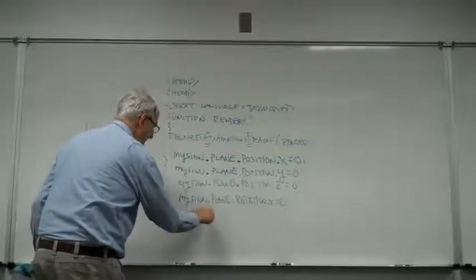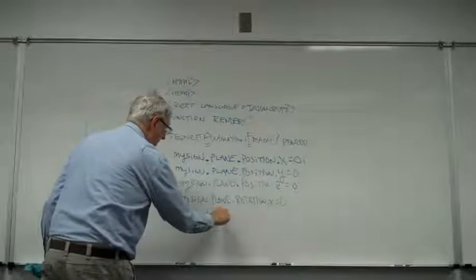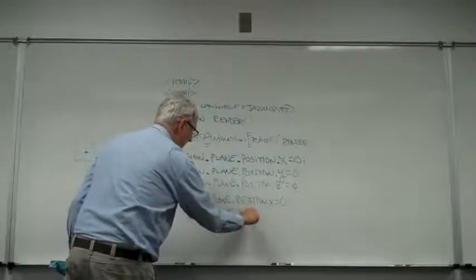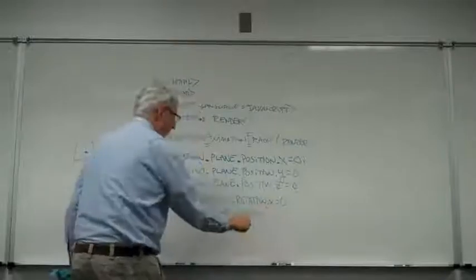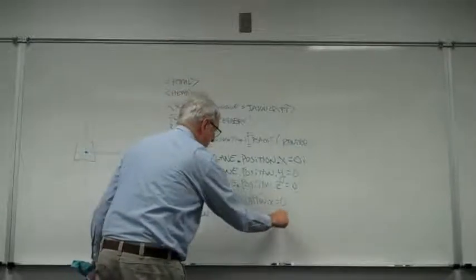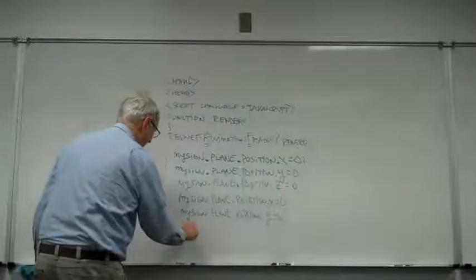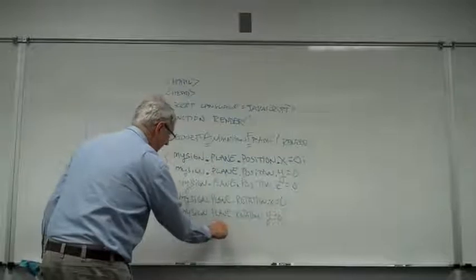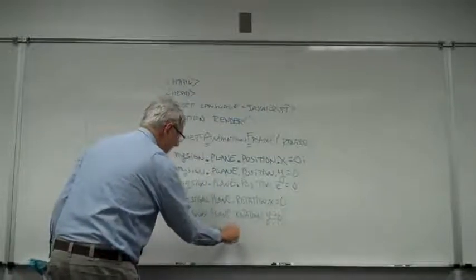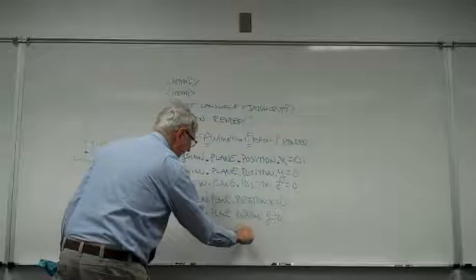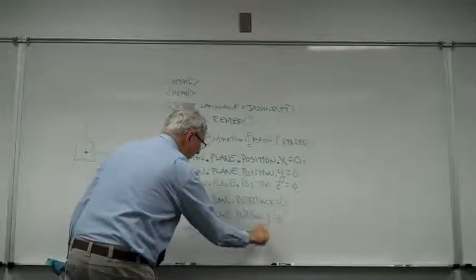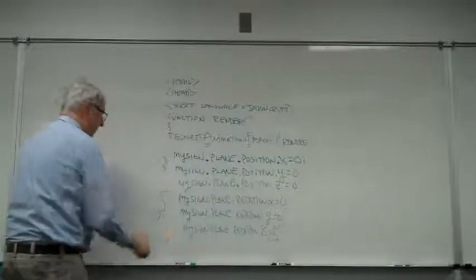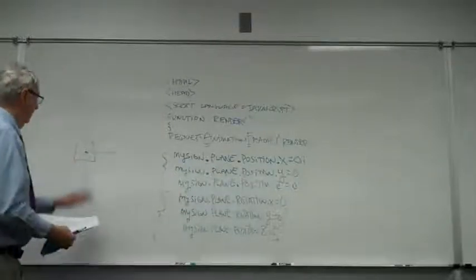My sign dot plane dot rotation dot Y equals 0. And this one's my sign dot plane dot rotation dot Z equals 0. There it is. That's it right there. These are the rotation ones. So that says this thing is going to be right here in the origin.